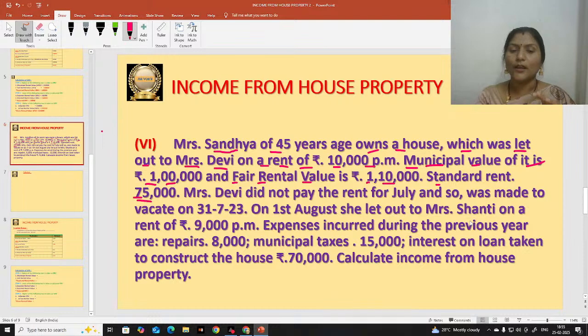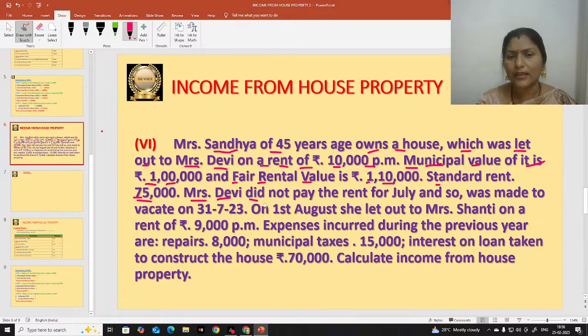All 4 are available. So if standard rent is given, then while calculating GAV, gross annual value, we need to take the second step also. If standard rent is not given, we are not going to take the second step, only the first step and the third step. But if standard rent is given in any question, we are going to do the second step also in the calculation of gross annual value. So all 4 are given. Let me read the complete question, then we will take all the details.